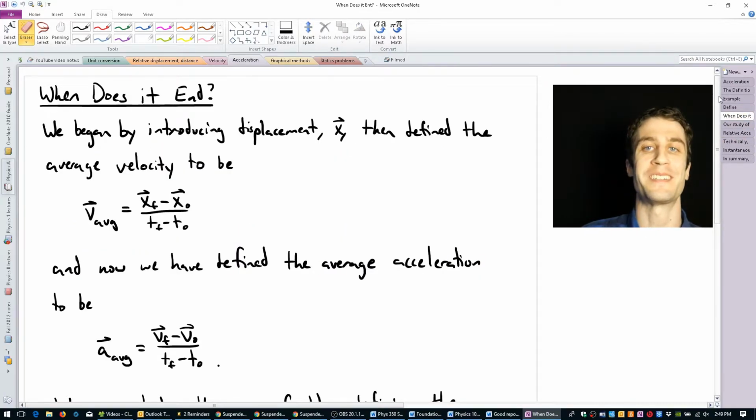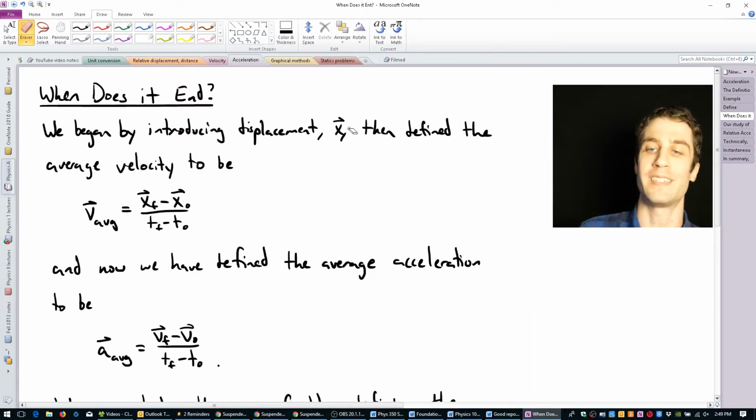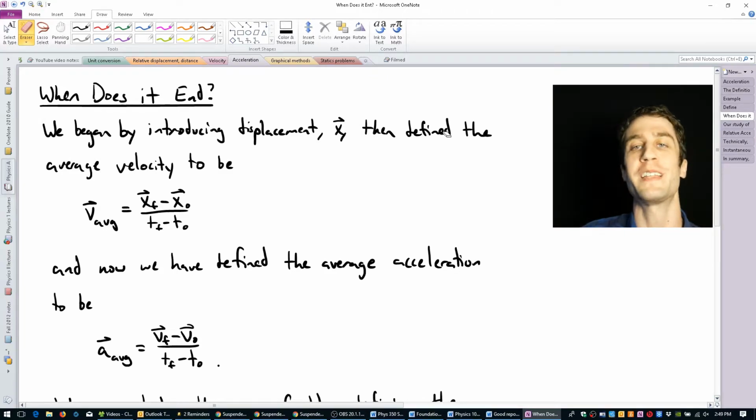When does it end? When does it all end? We began by introducing displacement, x. We denoted that as x with a vector sign over it. And then we defined the average velocity to be delta x divided by delta t, or x final minus x initial divided by t final minus t initial.